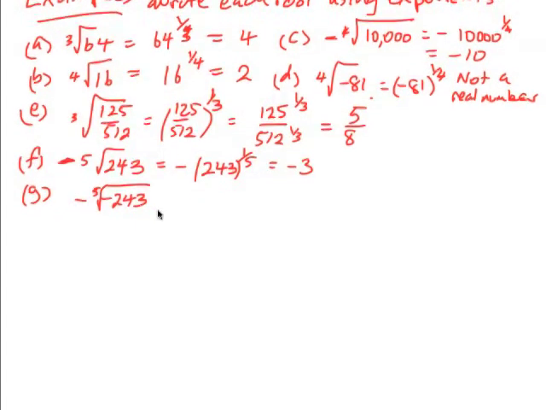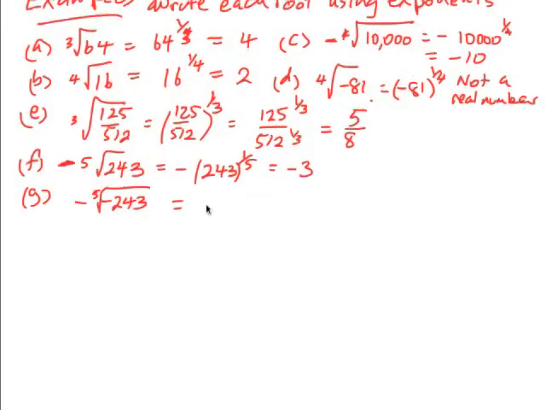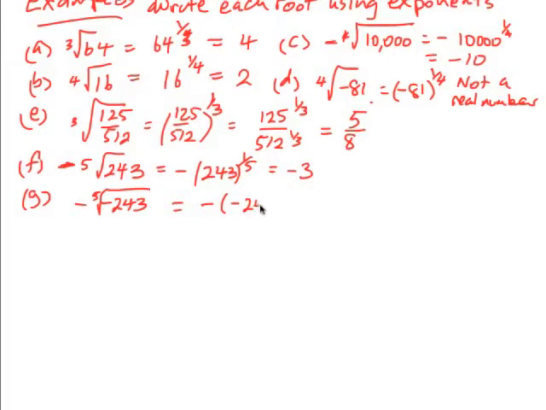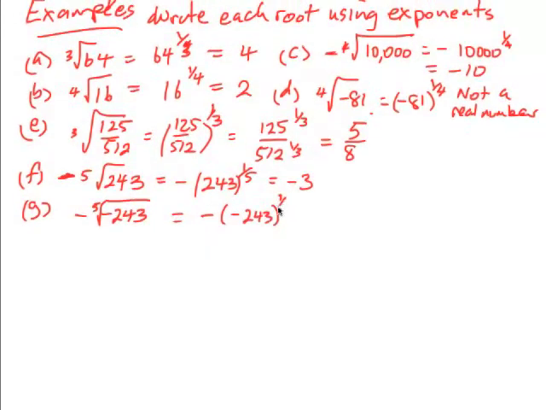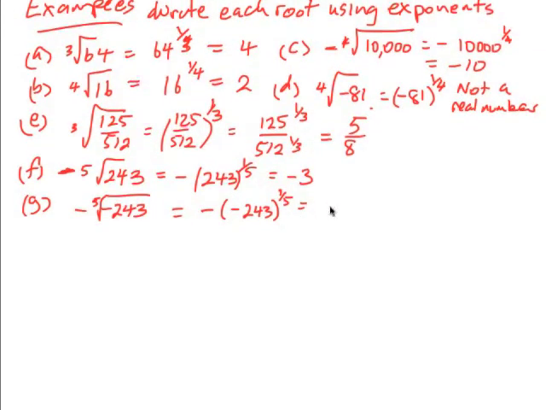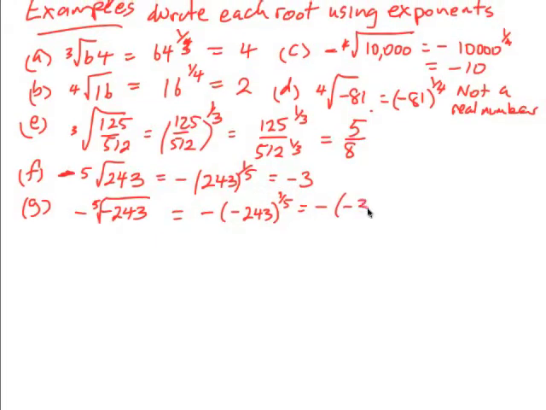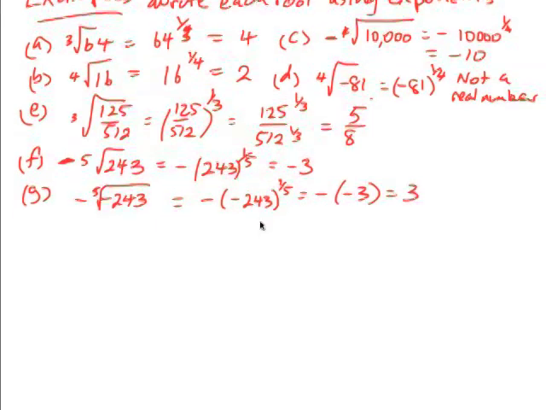Okay, so that's a little different. So this is going to be the negative of the negative 243 to the 1/5, which of course is going to be the negative of negative 3, which would be 3.